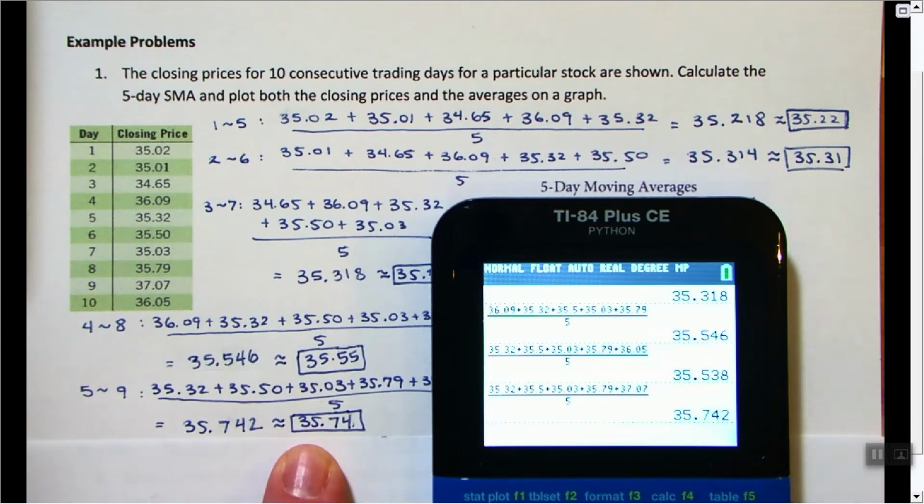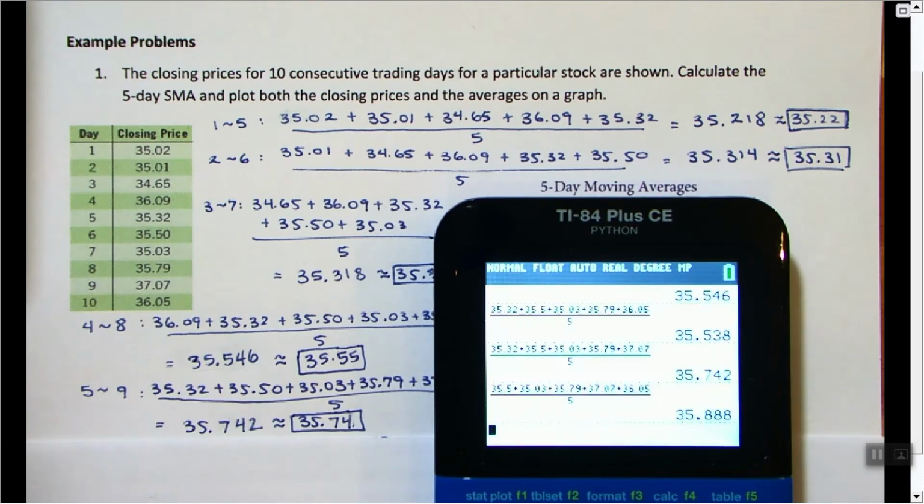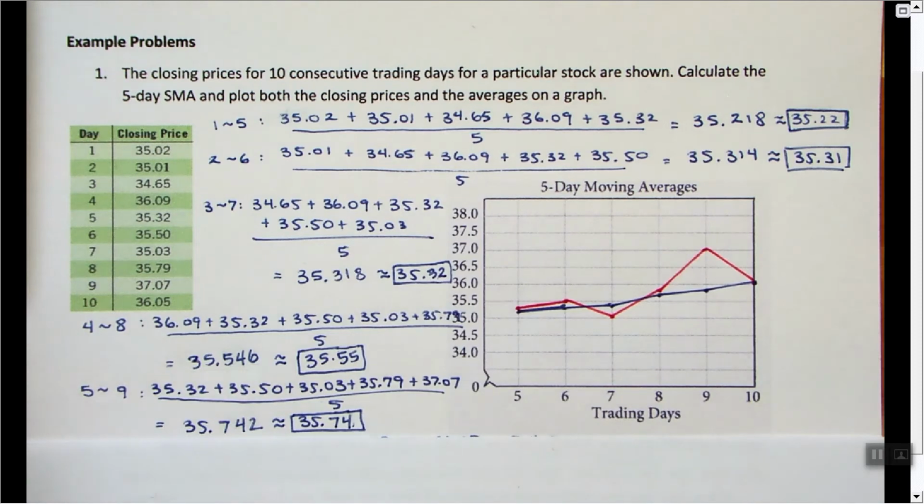35.74. Okay, and then the last one, I delete the fifth entry, and I get from 6 to 10. The last one is plus 36.05. Okay, and I get 35.888, which rounds to be 35.89.